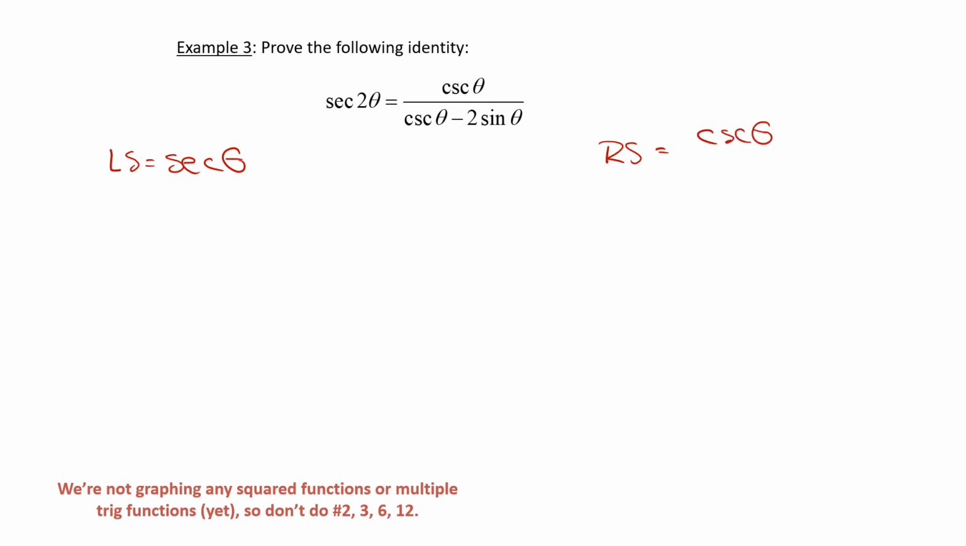Cosecant theta over another cosecant. Oh, and it's tempting. Let's cancel out these cosecants. No way. You may not do that. Why can't I cancel out those cosecants? Because the top one is a monomial. The bottom one is part of a binomial.